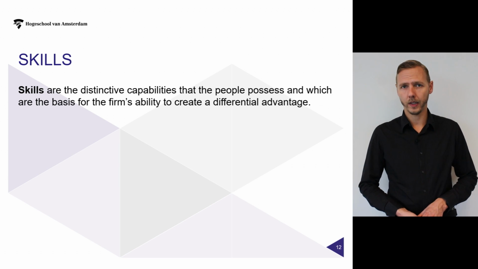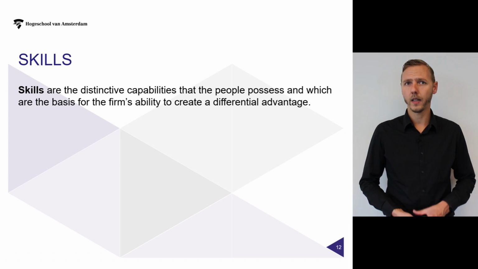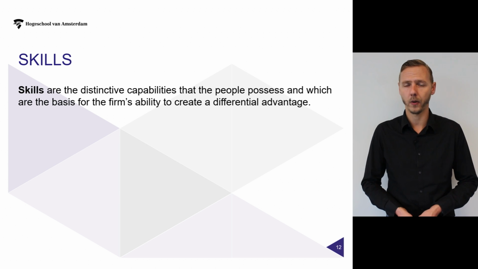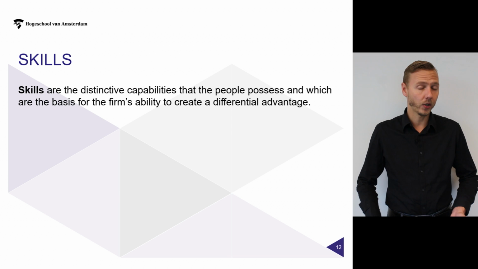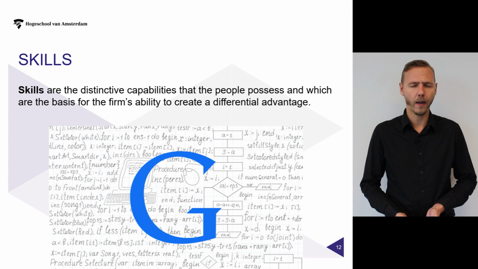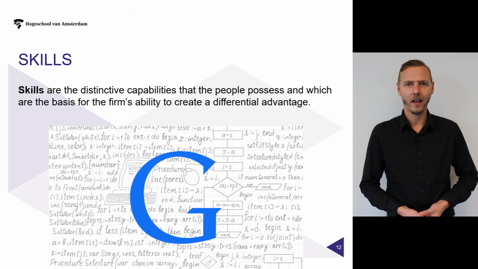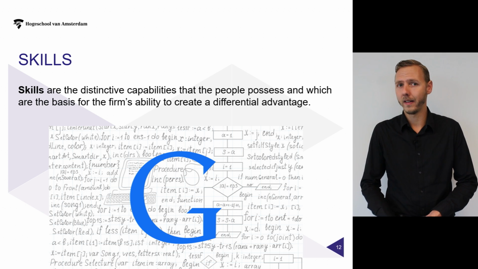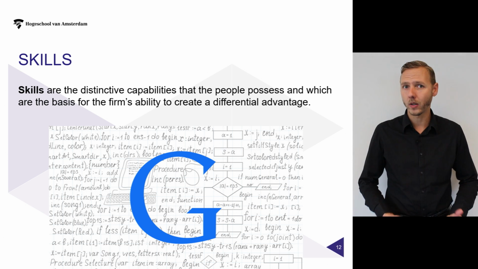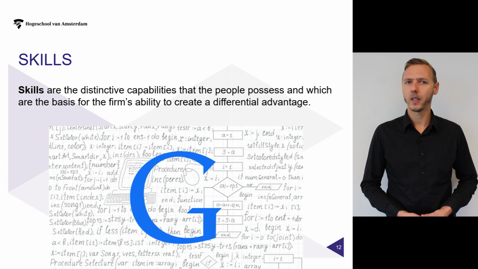Then skills, the skills of your staff. They are distinctive capabilities that the people possess and which are the basis for the firm's ability to create a differential advantage. For instance, if you take Google, they have outstanding skills in measurement and computing and the algorithms that they use. Now these are typical skills which are really important, which employees have in mind and they know how to work with. So if you have a lot of skills, then that's a really strong point in your organization.